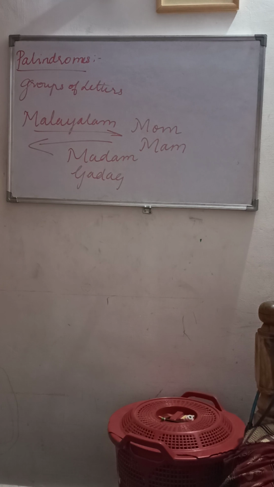As I told, forward to backward or backward to forward is the same. So that sequence we call a palindrome. These are the groups of letters that form the same words when read both forward and backward. For example, Malayalam, madam, gadag, mom, ma'am. Such words are called palindromes. So what is the palindromic sequence in DNA then?